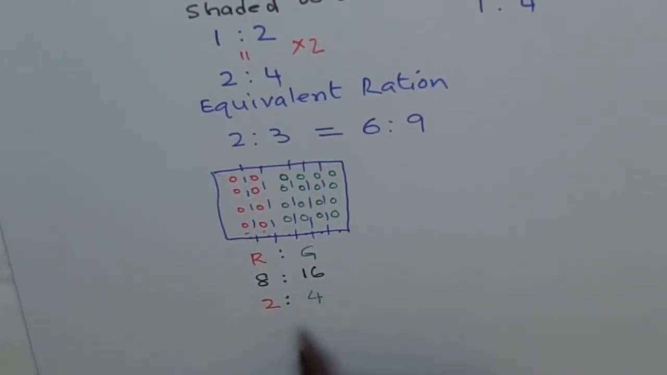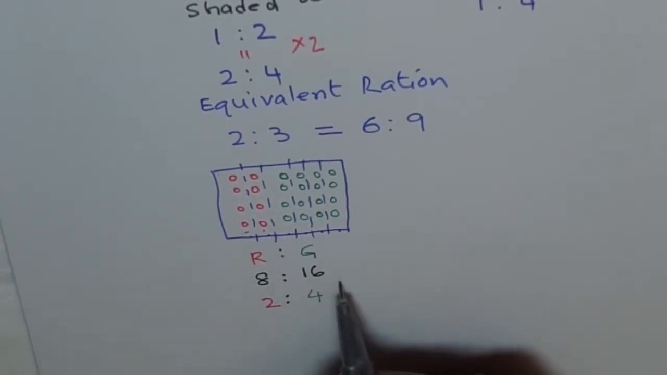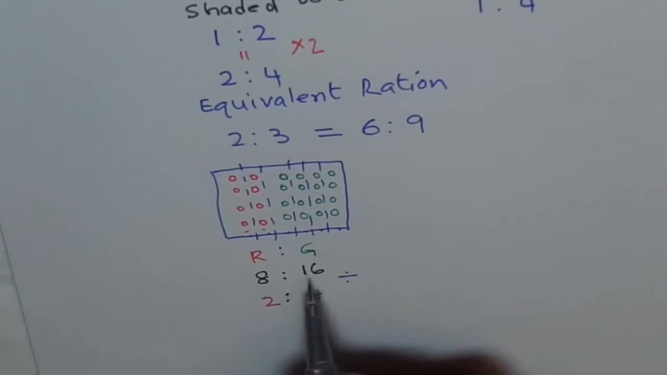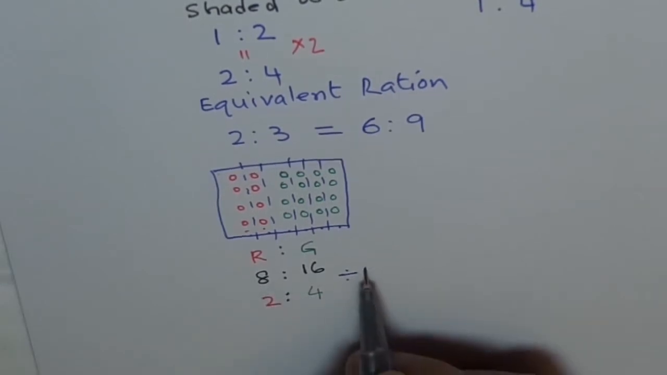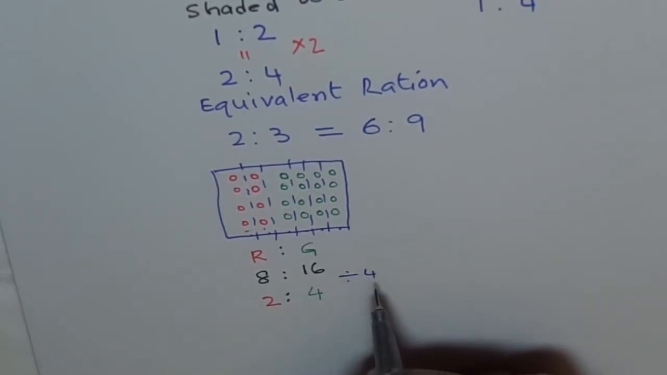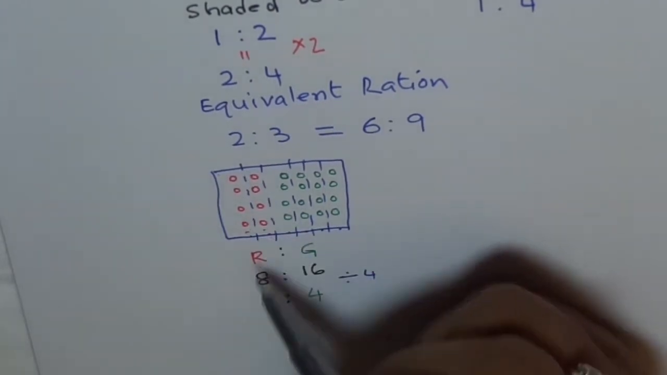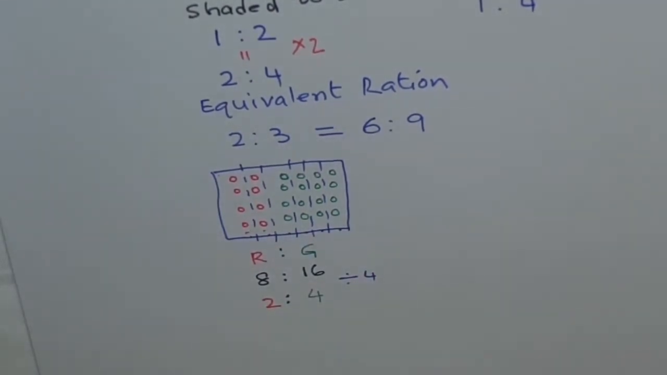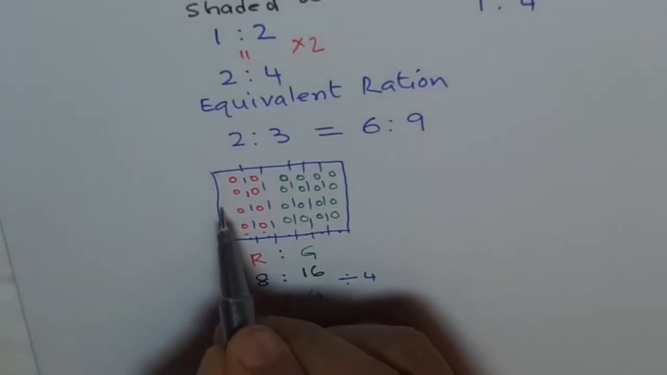So what we actually did is divide them to get this. If you divide 8 by 4, you get 2. If you divide 16 by 4, you get 4. So the scaling factor is 1/4. Do you see that? Because we made groups of 4. Now, how about if I further divide them like this?